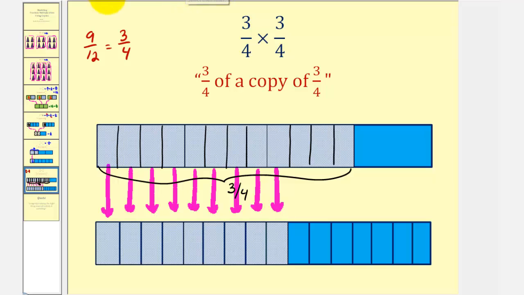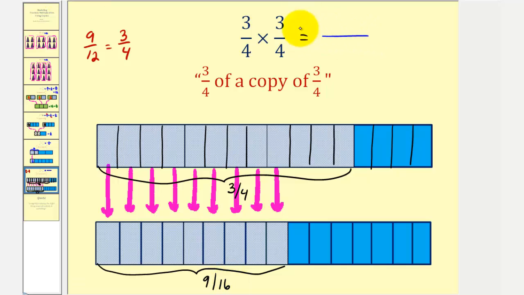Now the last thing we should notice is, if we divide this last piece here into 4 equal pieces, we'd have a total of 16 pieces, in which we have 9 of them, and therefore 3/4 of 3/4 is equal to 9/16. Procedurally, notice that 3 times 3 equals 9, and 4 times 4 equals 16.